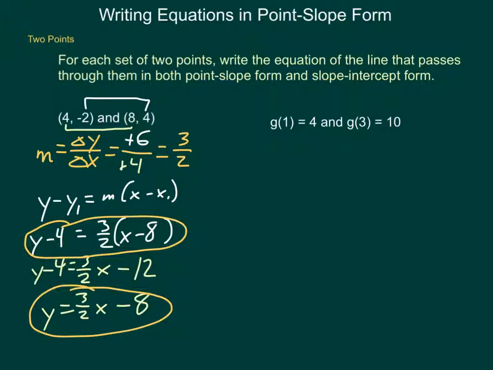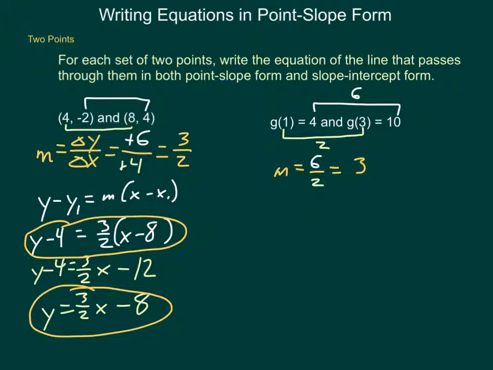So our next one, g of 1 equals 4 and g of 3 equals 10. Remember, what's in the parentheses when we have function notation is our x value. So what would be my run from 1 to 3? The answer is 2. What is my rise going from 4 to 10? And the answer there is 6. So my slope will equal 6 divided by 2. And if I run that, I get a slope of 3.